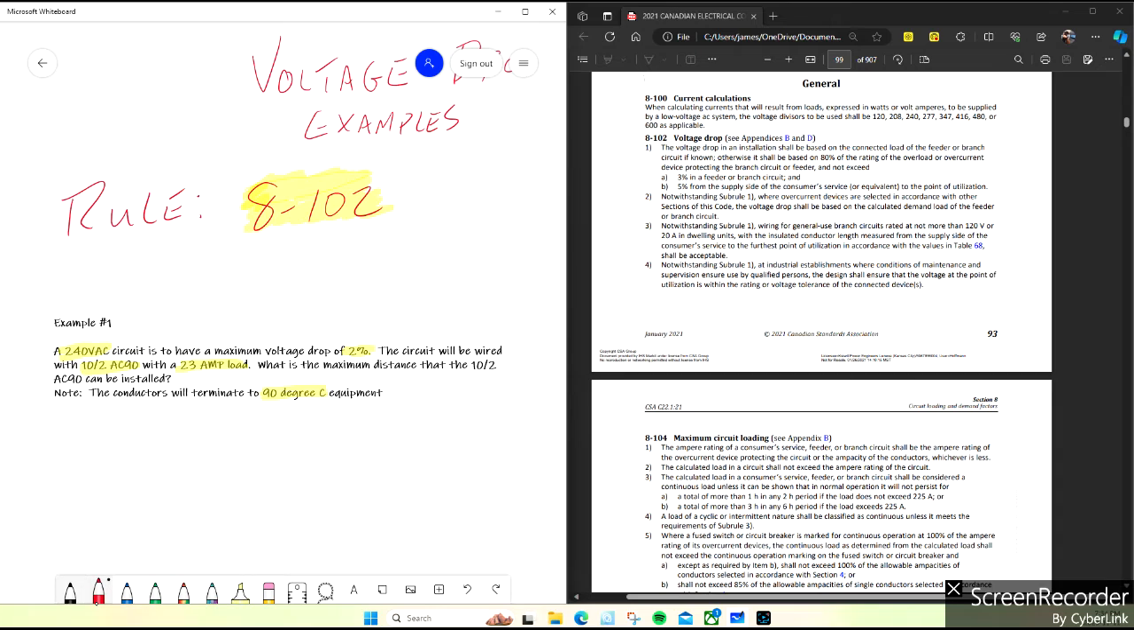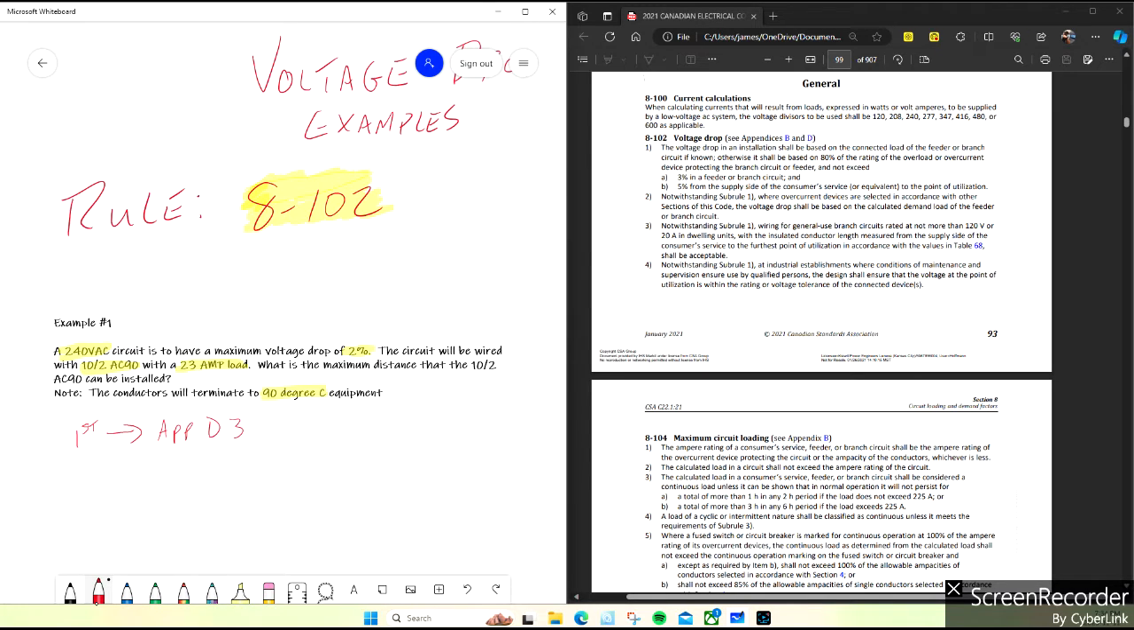Okay, so how do we solve this bad boy? Simple. Our first step is we need to determine how far we can go at 1% with the load that was given to us, which is 23 amps. To find that, we go to our Appendix D3.